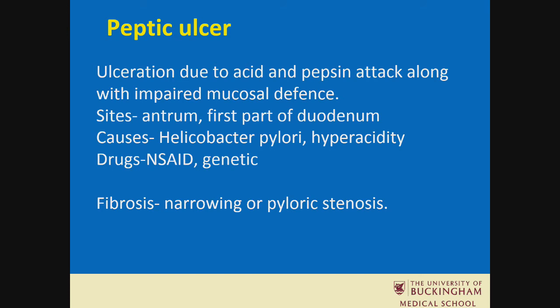So the commonest site is the gastric antrum, and the second is the first part of the duodenum. The antrum is the narrow part of the stomach, after the gastric body. Because it is a narrow part of the stomach, when there is fibrosis, it leads to gastric outlet obstruction, which is called narrowing or pyloric stenosis. So peptic ulcer can lead to pyloric stenosis.